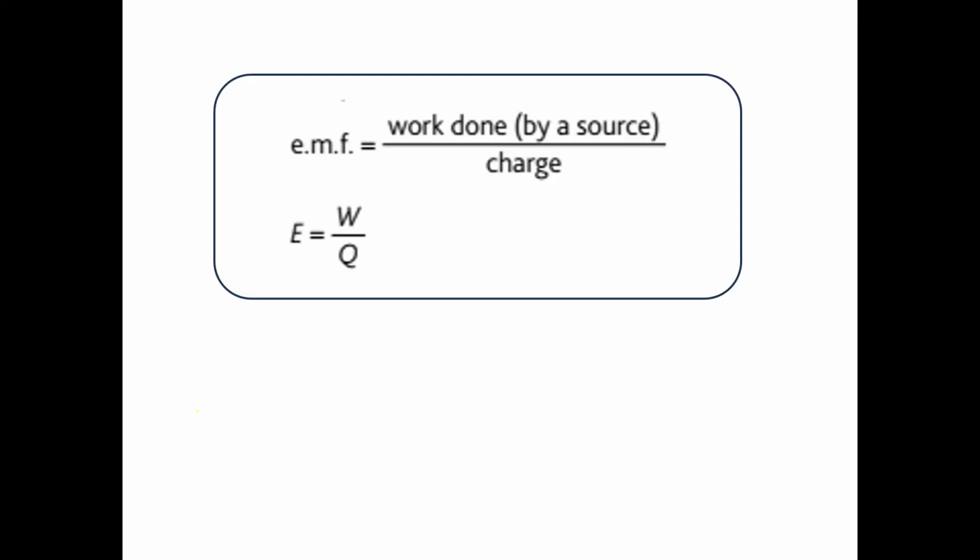EMF is equal to work done by a source upon charge. E is equal to W upon Q. The concept is that EMF is the total output voltage of a cell. Now copy this formula.